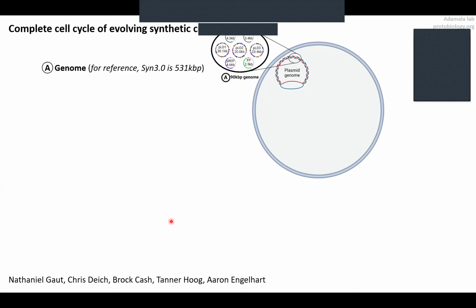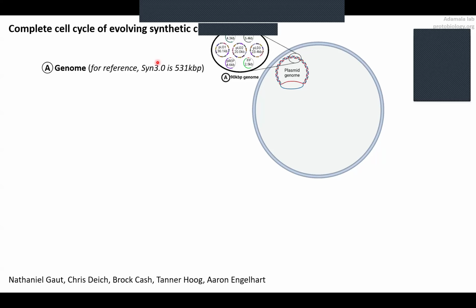And then inside that compartment, there is a genome. That genome is on a few plasmids, and I want to point out the size of that genome. So Syn3.0 is the most minimal mycoplasma-based synthetic cell. This is the simplest independently living organism right now, and it has a genome of about 500 kilobase pairs. Our genome is 90 kilobase pairs, 90. There's been theoretical work that predicted that the absolute simplest independently living cell should have a genome of about 120 kilobase pairs.